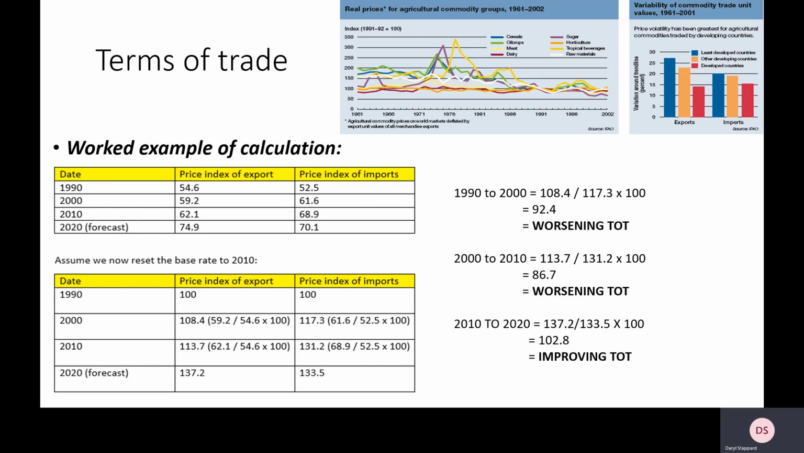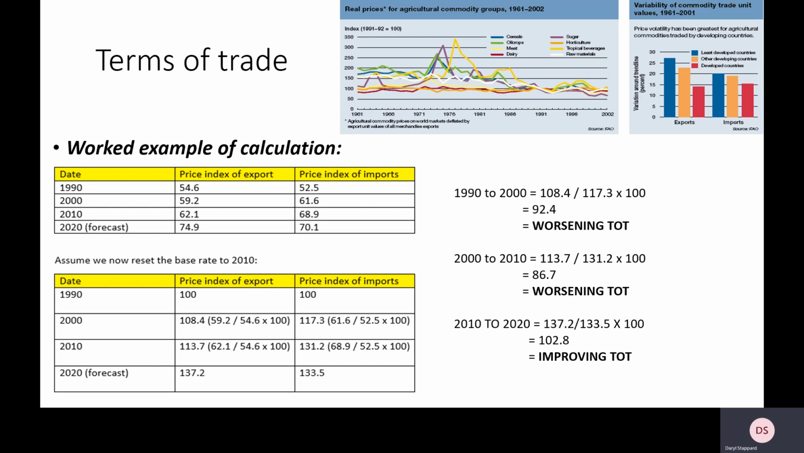Right, now look at the data that we've then got. The export prices across that time period there have grown from 100 to 137.2. So export prices have increased by 37.2%. Import prices have grown a little bit less by 33.5%.